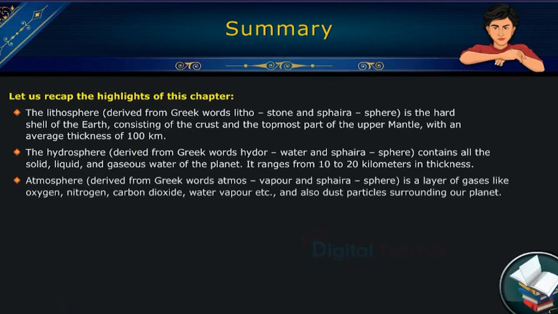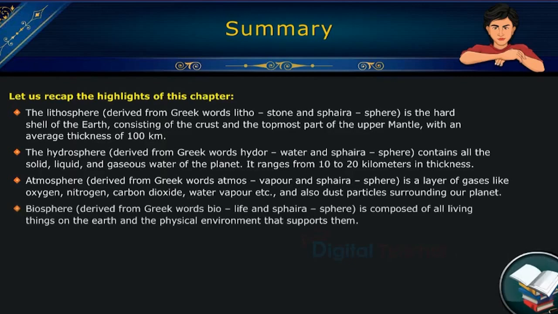Atmosphere, derived from the Greek words atmos, vapor, and spira, sphere, is a layer of gases like oxygen, nitrogen, carbon dioxide, water vapor, etc., and also dust particles surrounding our planet. Biosphere, derived from the Greek words bio, life, and spira, sphere, is composed of all living things on the earth and the physical environment that supports them.